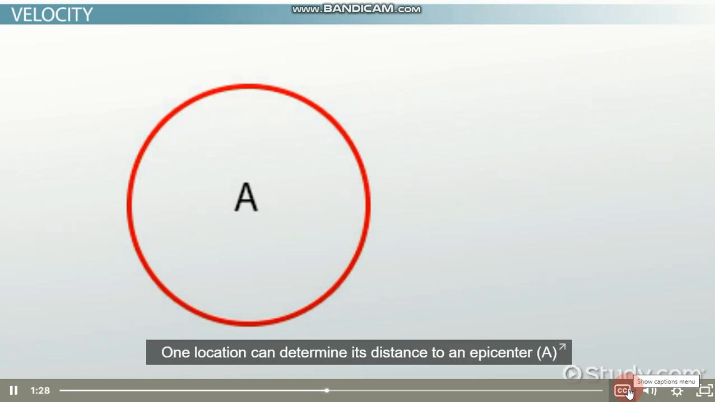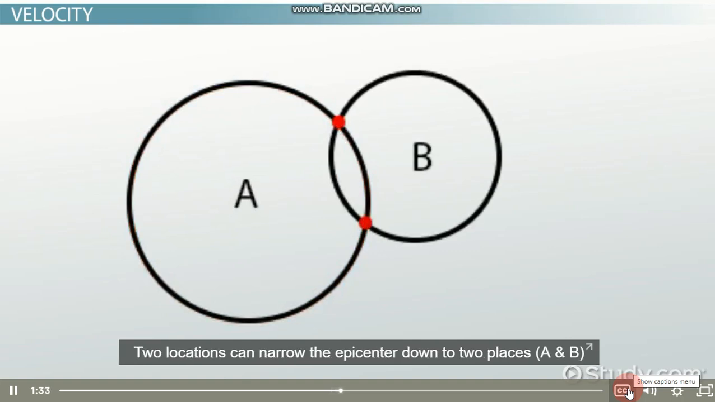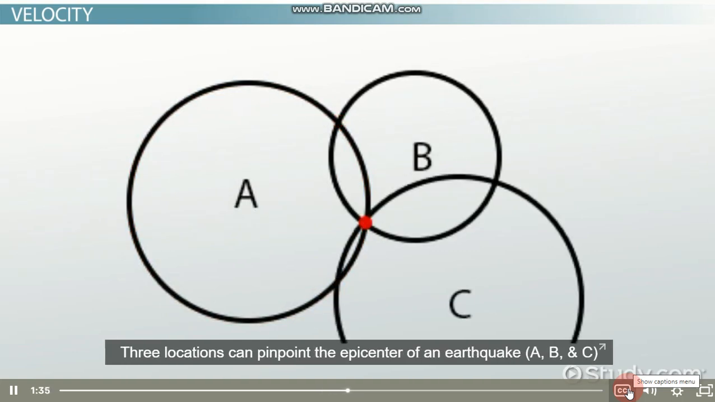One location can determine its distance to an epicenter. Two locations can narrow the epicenter down to 2 places. 3 locations can pinpoint the epicenter of the earthquake.